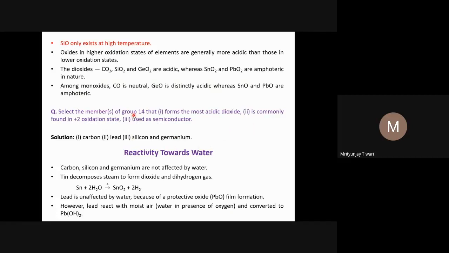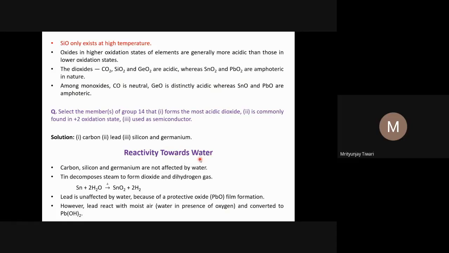The element commonly found in plus 2 oxidation state, and this example we have seen for lead, is because of the inert pair effect. Plus 2 oxidation state of lead is most stable, not plus 4, and that is why lead in plus 4 is a very strong oxidizing agent. This thing we have seen. And the third one, used as a semiconductor: as said earlier, silicon and germanium, being metalloids, are semiconductors, and their resistivity value we also have seen, so the conductivity will be in the order of a semiconductor.